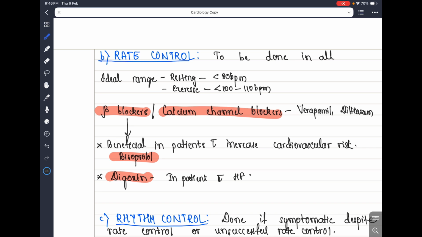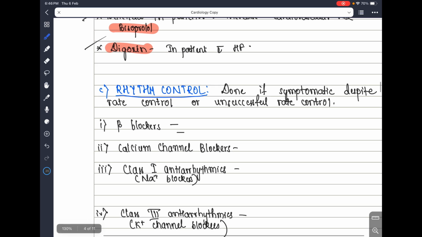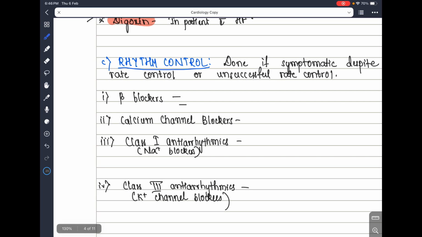Ideal range is 80 during resting, 100 to 110 during exercise, and you can use three. One is beta blocker, calcium channel blocker, and digoxin. Okay. Second is rhythm control. So you control the rate of the patient, and despite controlling rate, the patient is still symptomatic, or you are not able to control rate. Then you should always concentrate on rhythm.